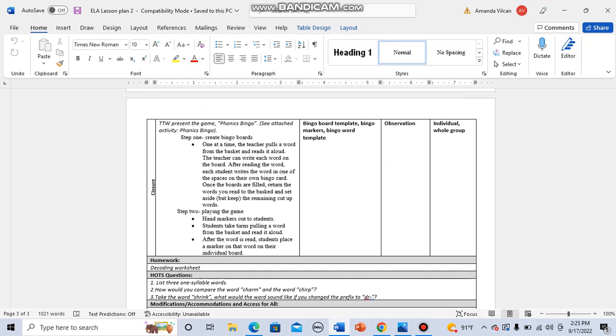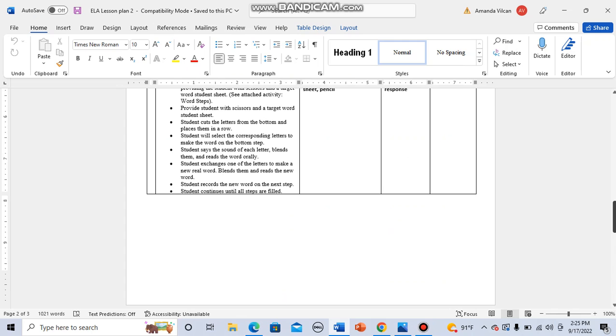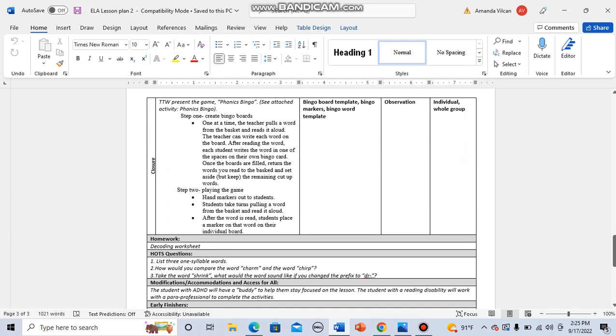Once the board is filled, return the cards you read from the basket and set aside, but keep the remaining cut-up words. And then step 2 will be playing the game. You will hand markers out to students. Students take turns pulling a word from the basket and read it aloud. After the word is read, students place a marker on that word on their individual board.